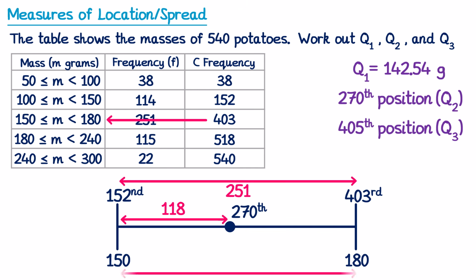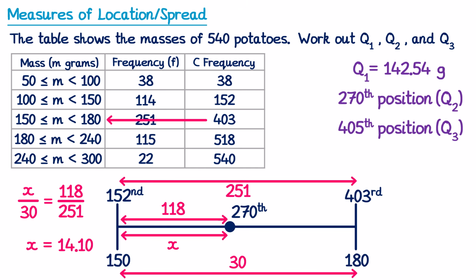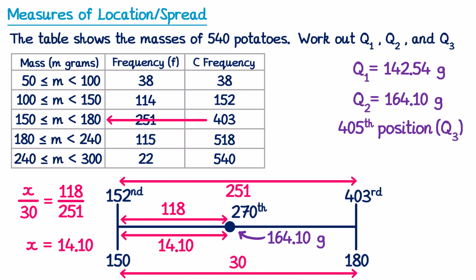Then if we do the same for the masses, 180 subtract 150 is 30, and then we label on this value here for x. Then we can write the equation, x over 30 is equal to 118 over 251. If you multiply both sides by 30, you find the value of x to be 14.10. So let's add 14.10 to the diagram, and now we can work out this value here by adding 14.10 onto 150, which will be 164.10. So we found our estimate of the median is 164.10 grams.